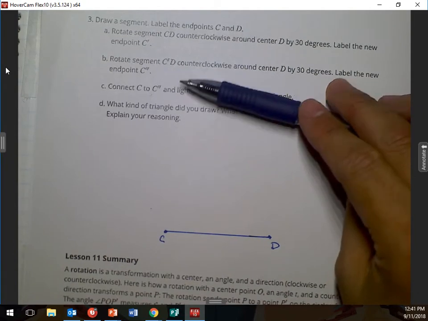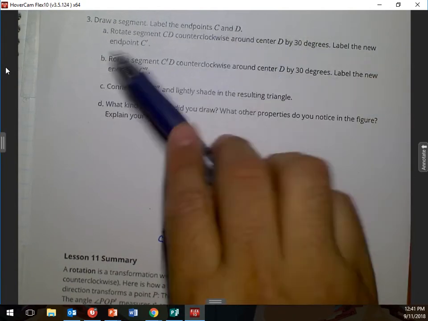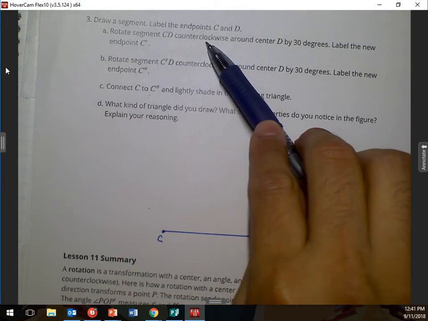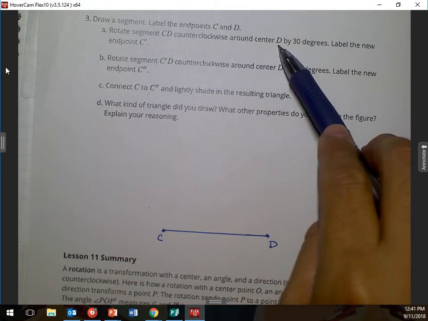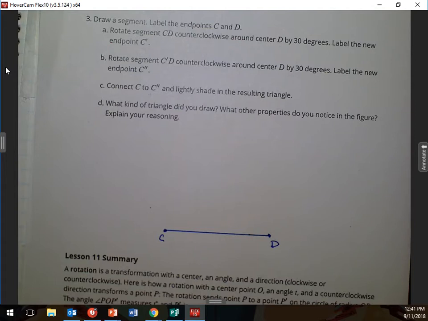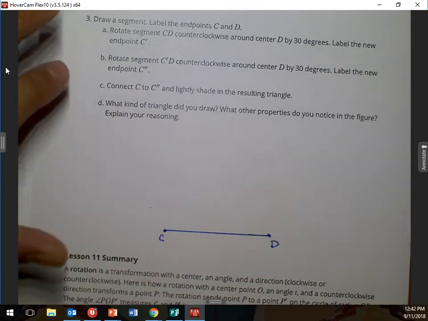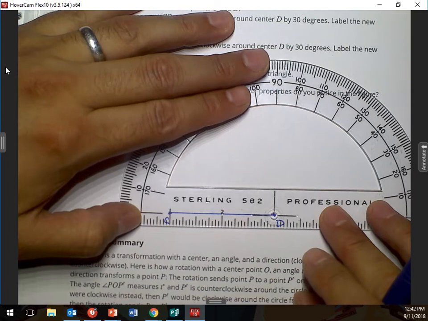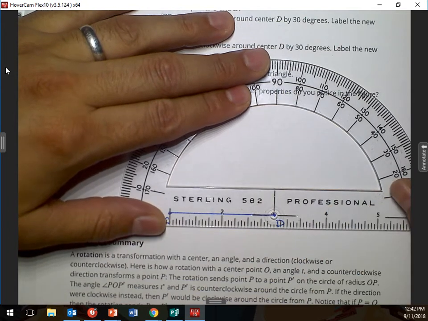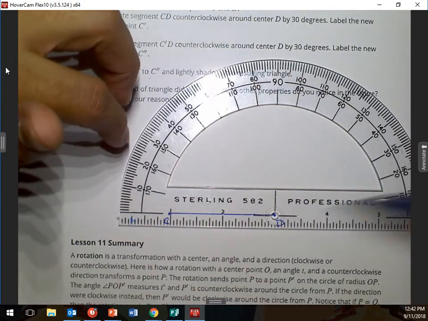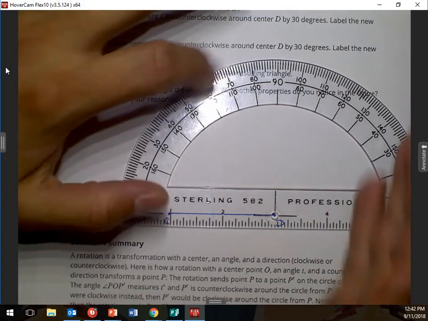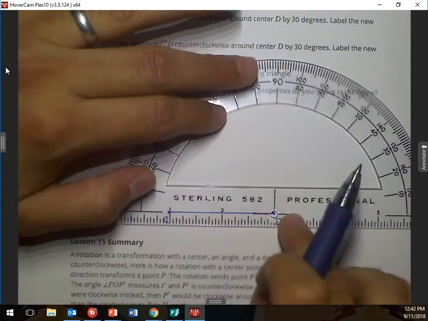All right, you guys ready? So this next one says rotate segment CD counterclockwise around D by 30 degrees. Okay, counterclockwise. So around D, so here's D. So if you notice, it's actually going down, right? So I have to turn this, because counterclockwise turns this way, doesn't it?